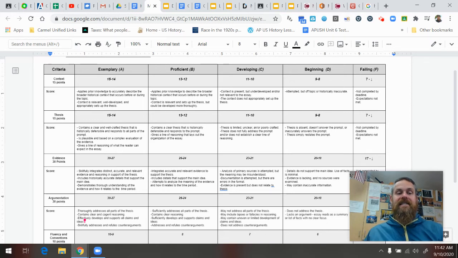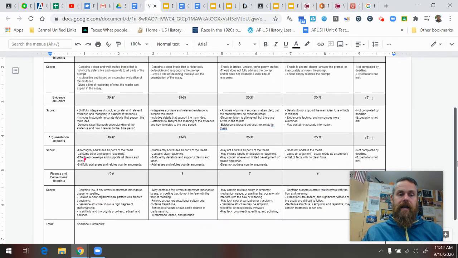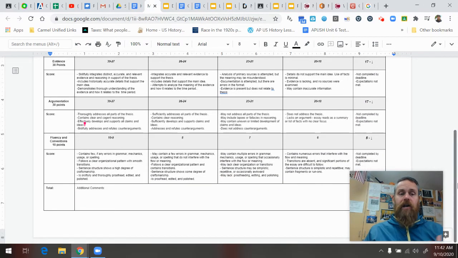All right. Next is argumentation. You should fulfill your promise in the thesis, and you should thoroughly address all parts of your thesis. So you've got an argument that you're presenting. You should follow through, and you should thoroughly address all parts of your thesis. It should be clear and cogent reasoning, meaning good reasoning. No fallacies, no bad reasoning, no disconnected reasoning. You should be explaining how the evidence supports your claim.